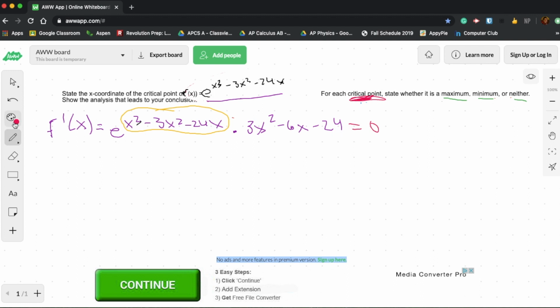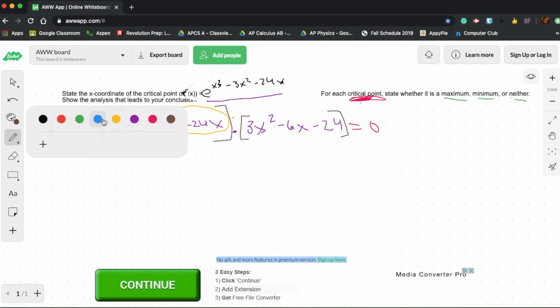Alright, so now that we set this equal to 0, we have to figure out what times this will get 0. And we know that anything times 0 will get 0. So if one of these expressions results in 0, that means this whole equation results in 0.